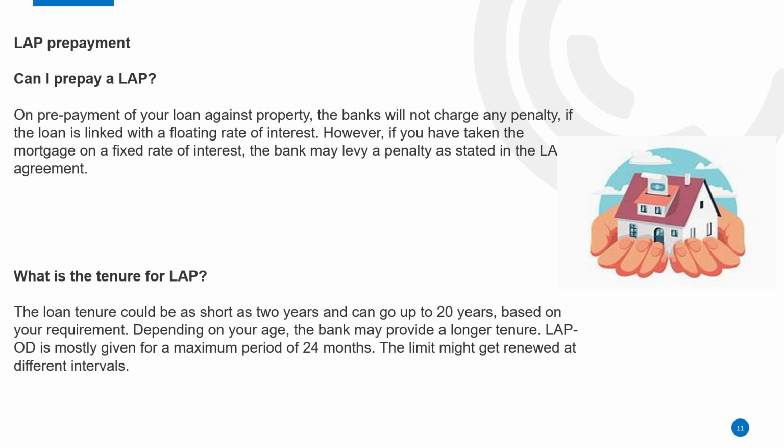What is the tenure for LAP? The loan tenure could be as short as 2 years and can go up to 20 years, based on your requirement. Depending on your age, the bank may provide a longer tenure. LAP overdraft is mostly given for a maximum period of 24 months. The limit might get renewed at different intervals.